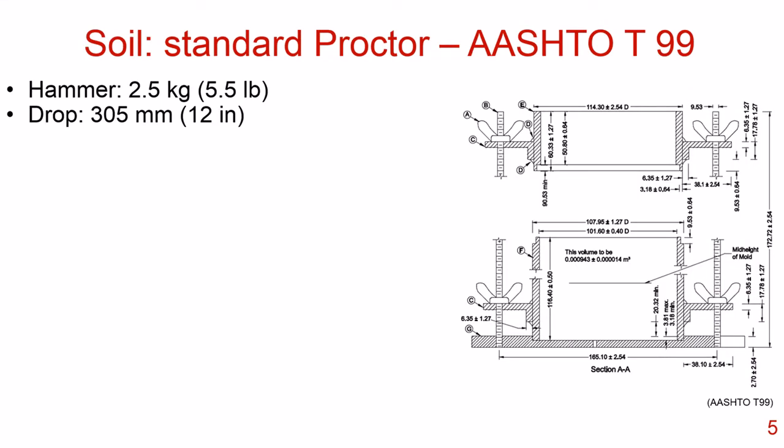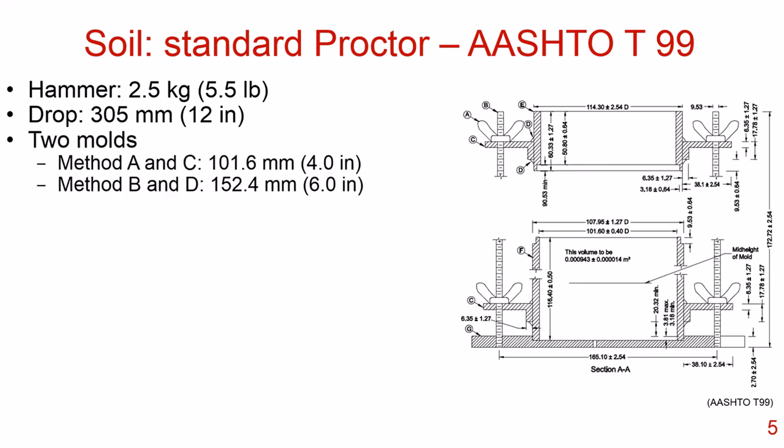Let's start with the standard Proctor, which is AASHTO T99. Here we have a hammer, which is 5.5 pounds or 2.5 kilograms, and we drop that hammer 12 inches or 305 millimeters. Now on the right, you can see a picture of a mold with both the bottom and the top sleeve. And there are actually 2 types of molds in AASHTO T99. We have a 101.6 millimeter mold, or 4 inches in diameter, and that's used for methods A and C. But for methods B and D, we use a 6-inch diameter mold, which is about 152.4 millimeters.